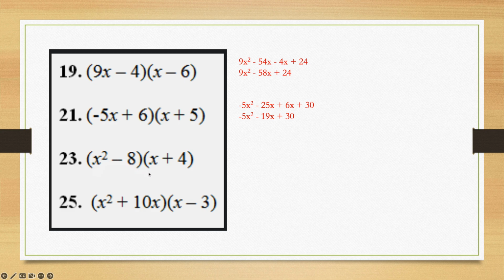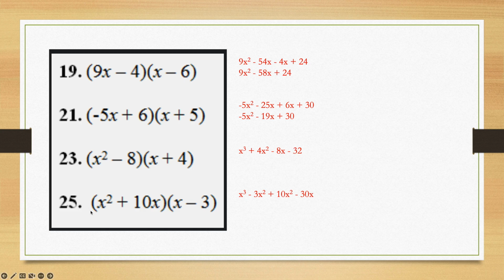X squared times x is x cubed. X squared times 4 is 4x squared. Now I distribute the negative 8 times x is negative 8x, and negative 8 times 4 is negative 32. I can't combine any of those terms, so I am done.